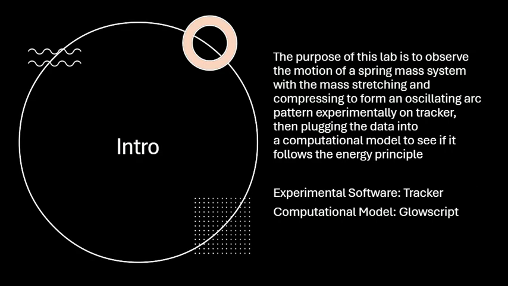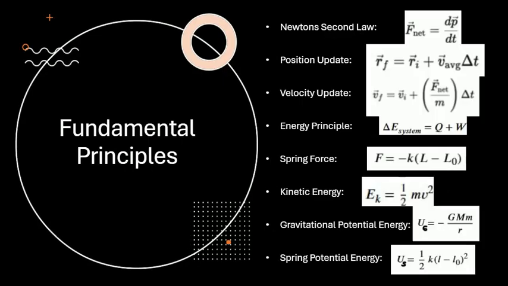To introduce, the purpose of this lab is to observe the motion of a spring mass system, with the mass stretching and compressing to form an oscillating arc pattern, experimentally on Tracker, then plugging the data into a computational model to see if it follows the energy principle, that computational model being GlowScript.